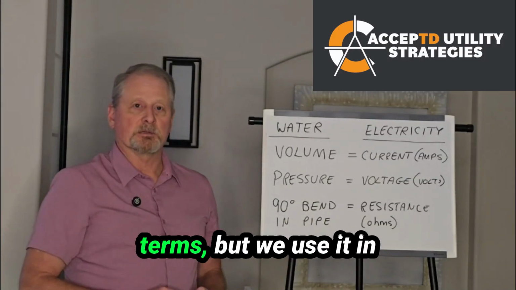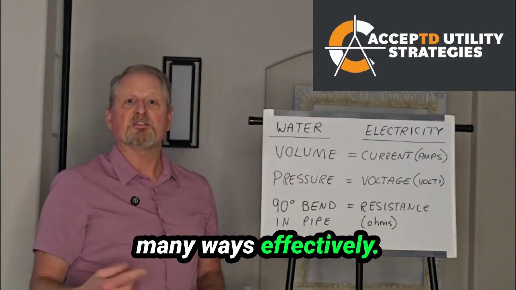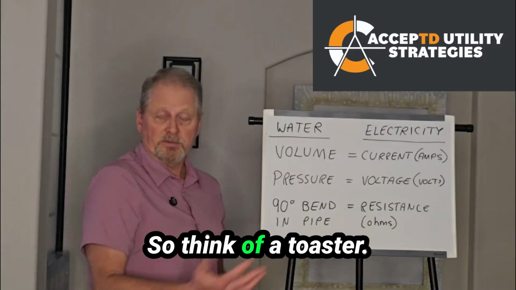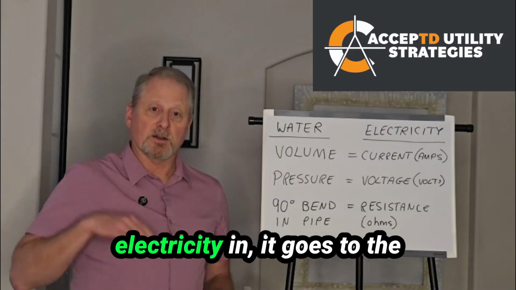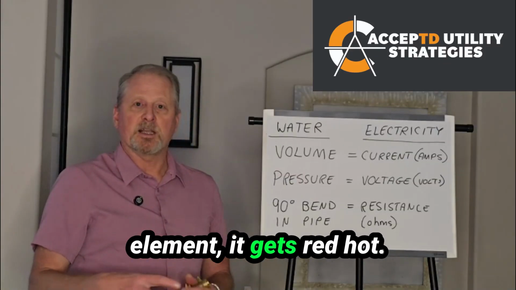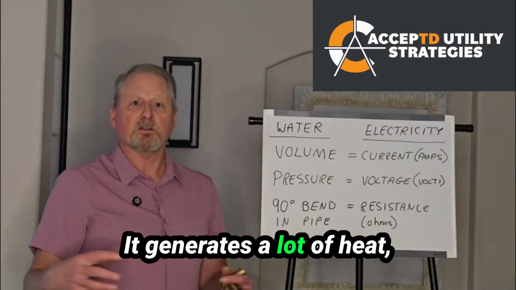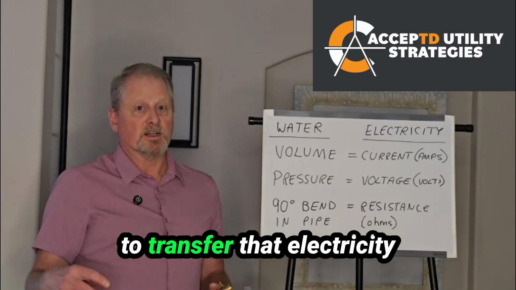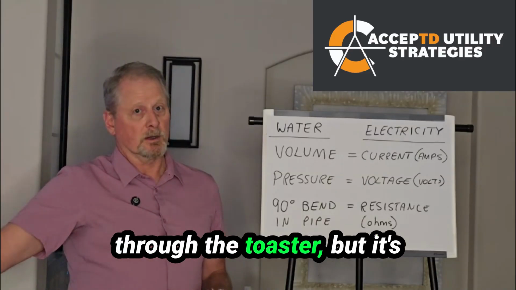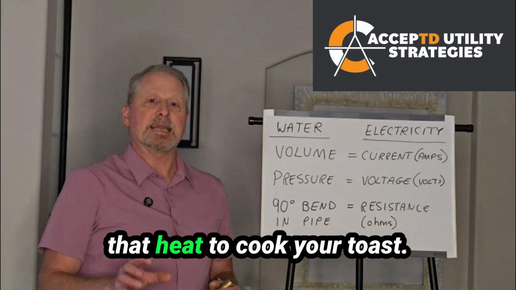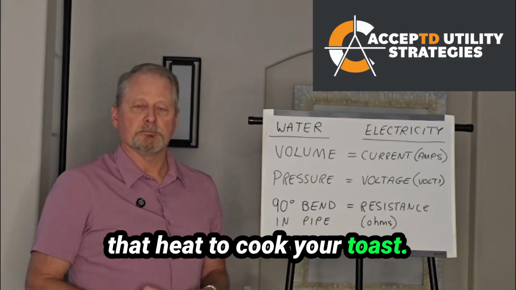Same thing in electrical terms, but we use it in many ways effectively. So think of a toaster where you put the electricity in, it goes to the element, it gets red hot, it generates a lot of heat, which is not good if you want to transfer that electricity through the toaster, but it's very good if you want to use that heat to cook your toast.